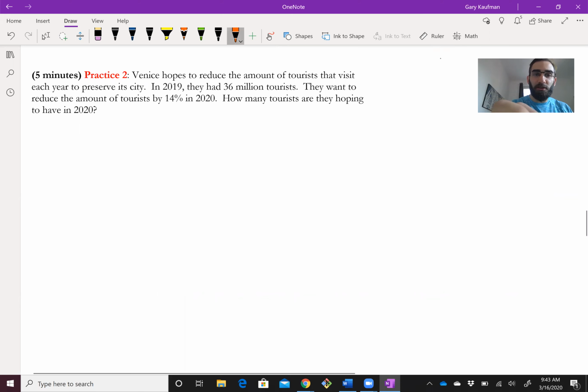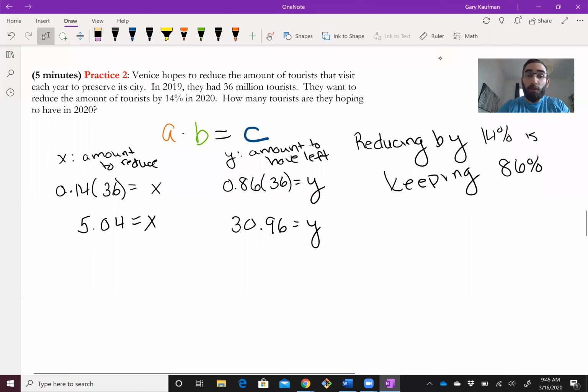Here's practice 2. Again, think about what value you want to plug in to both of these questions. All right, go ahead. So I did this one in 2 ways. Notice that I defined the one on the left as the amount to reduce. Well, that's 14%. So I said 0.14 times 36, and I got 5.04 million to reduce by.